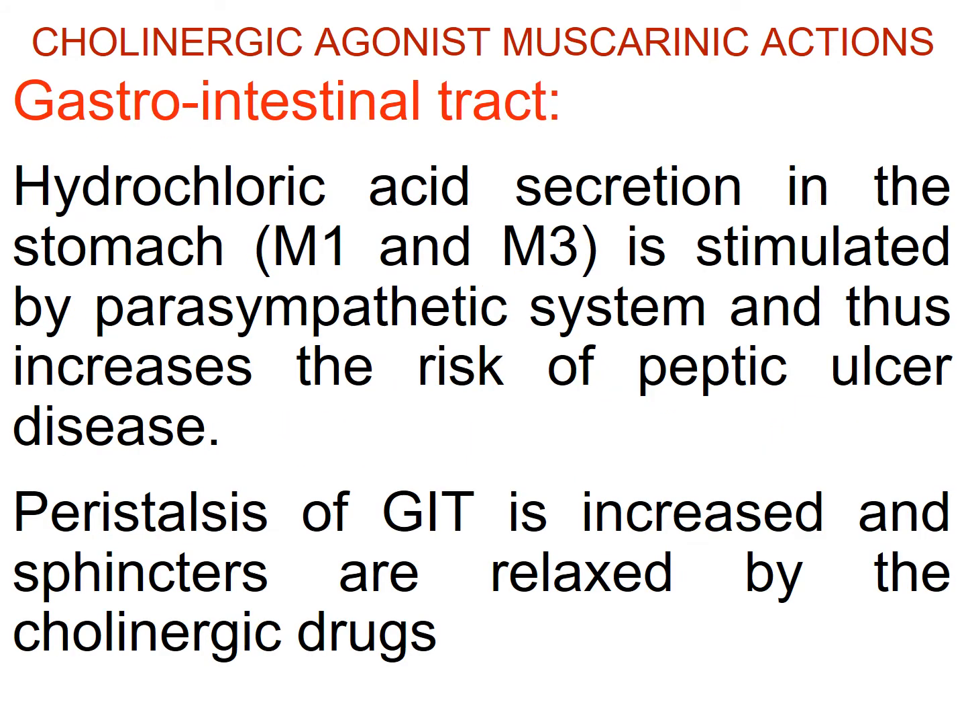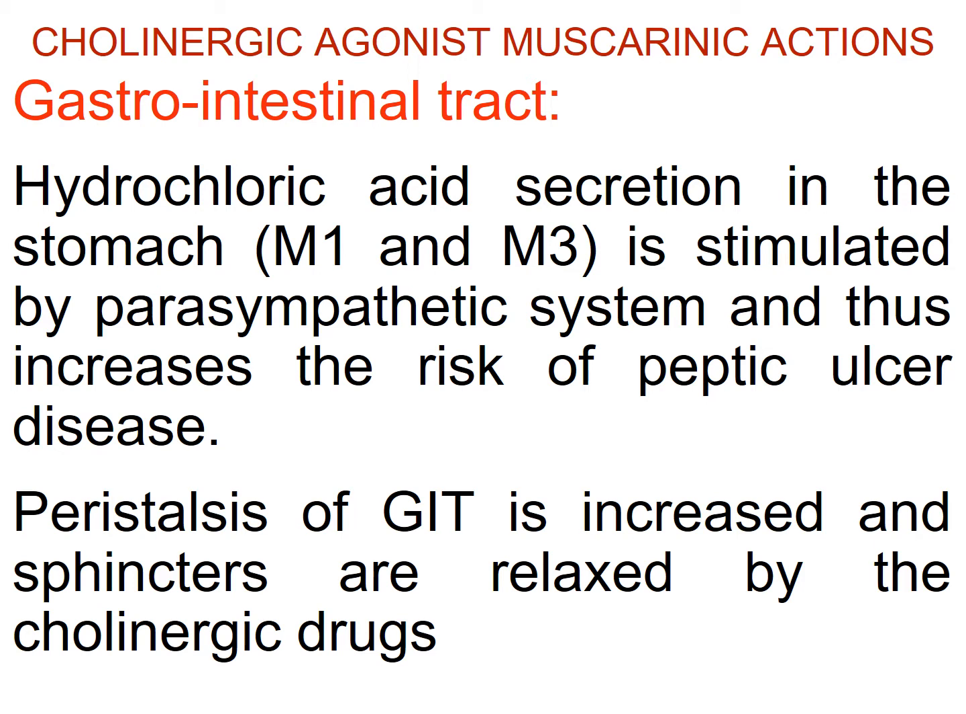Next is the effect on the gastrointestinal tract. As we have seen, it causes an increase in secretions. The same is seen in the gastrointestinal tract. There is increased hydrochloric acid secretion in the stomach mediated through M1 and M3 receptors, and this increase in secretion of hydrochloric acid increases the risk of peptic ulcer.